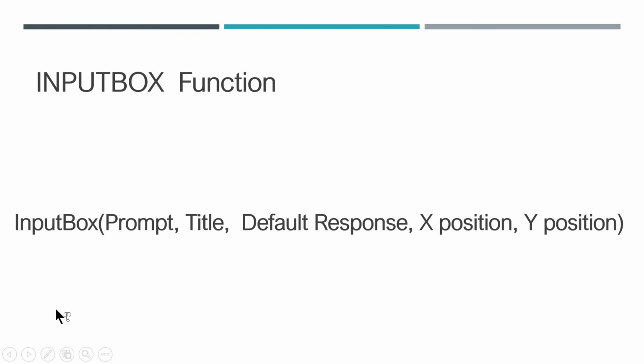The next is the input box function. What is the use of this function? This function allows the user to enter values or inputs. After entering the values or inputs, when the user clicks on the OK button, or presses the Enter key on the keyboard, this function will return the result in the text box. If the user clicks on the Cancel button, this function will return empty text to the text box.